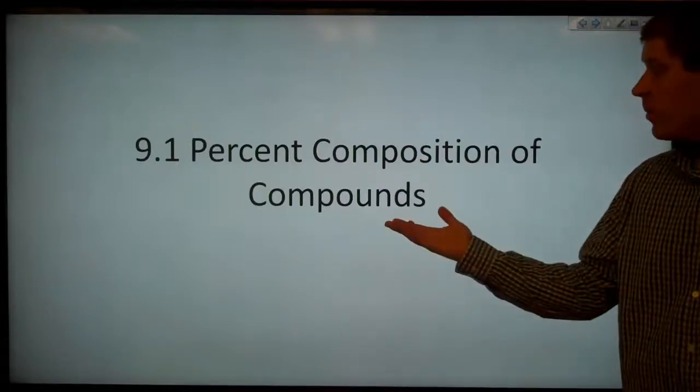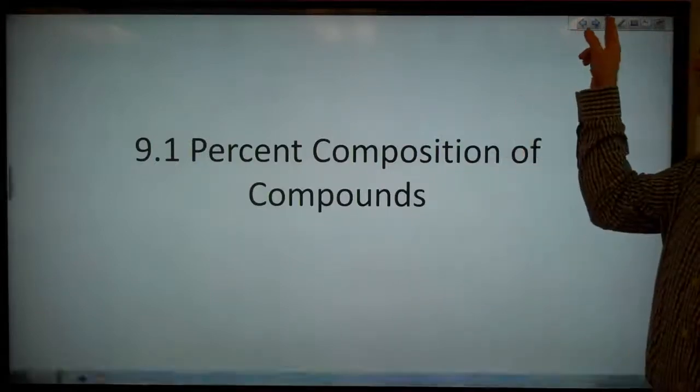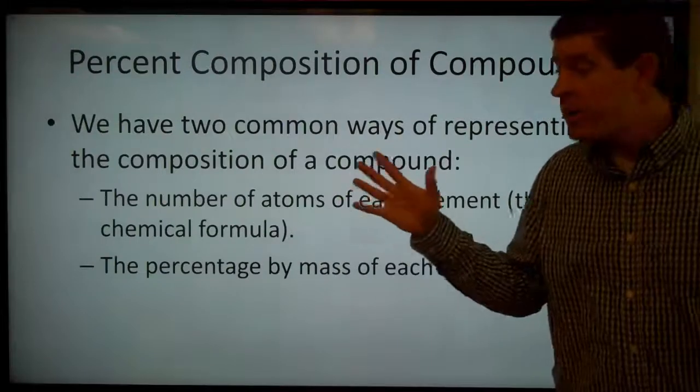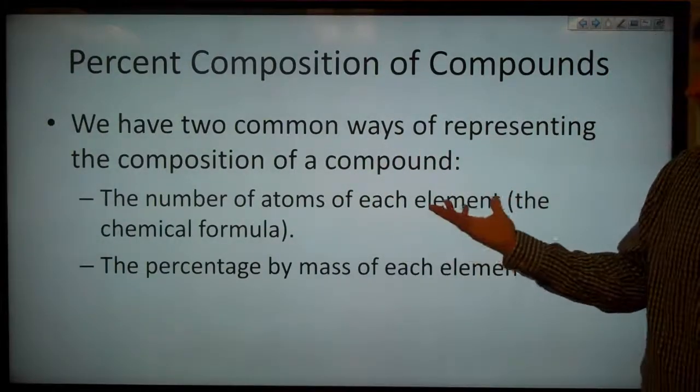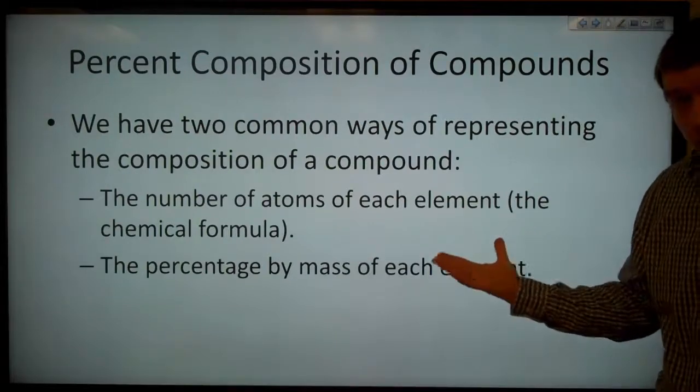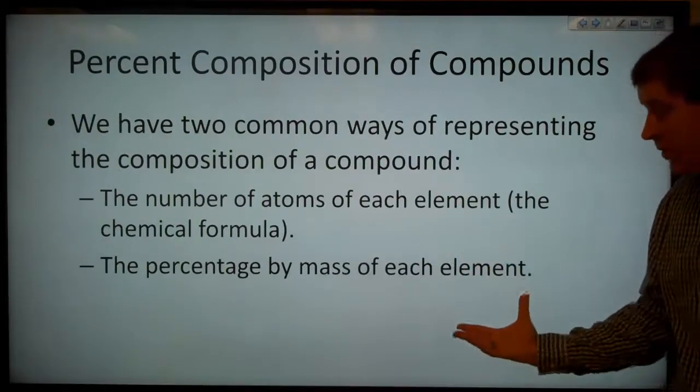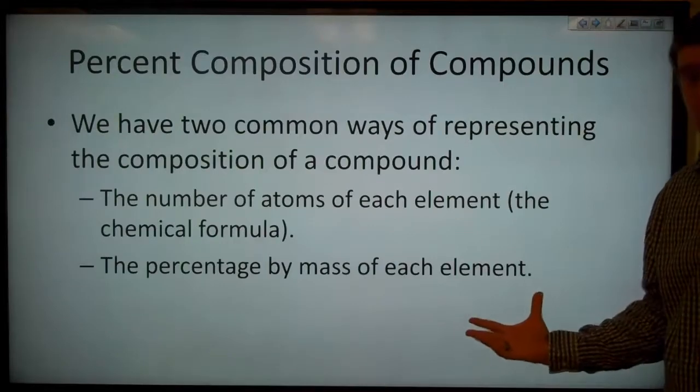Welcome to percent composition of compounds. So, we have two common ways of representing the composition of a compound. The first is by the number of atoms of each element, so the chemical formula, and the second is by the percentage of mass, by mass, of each element.